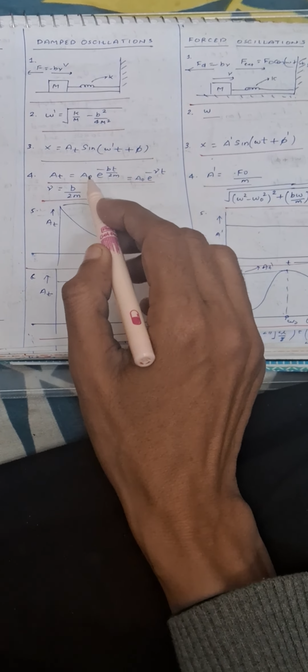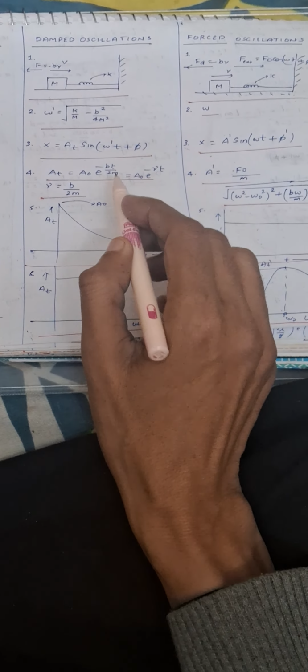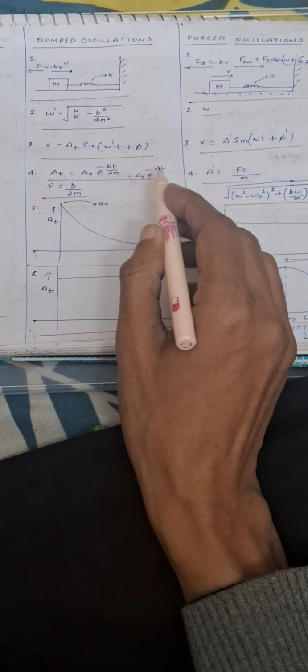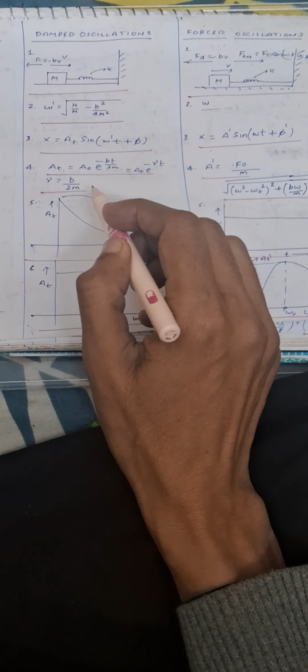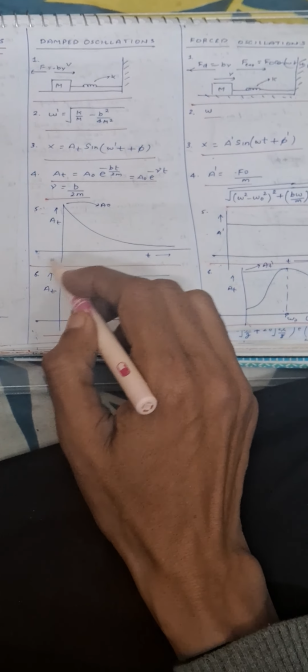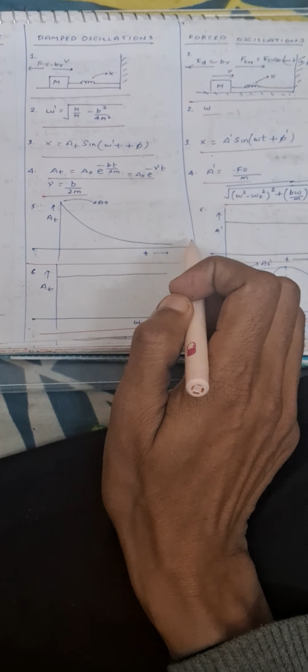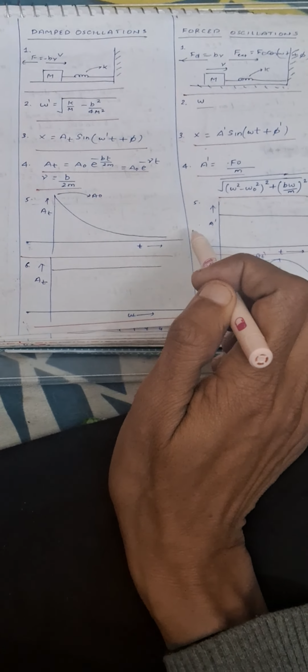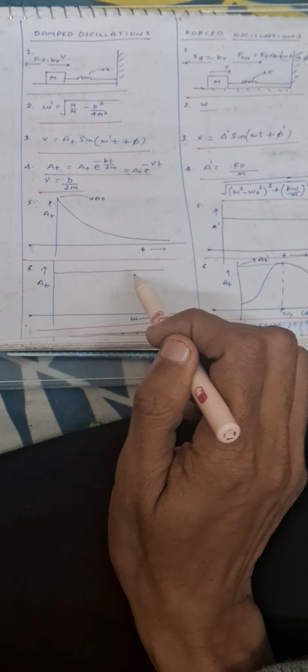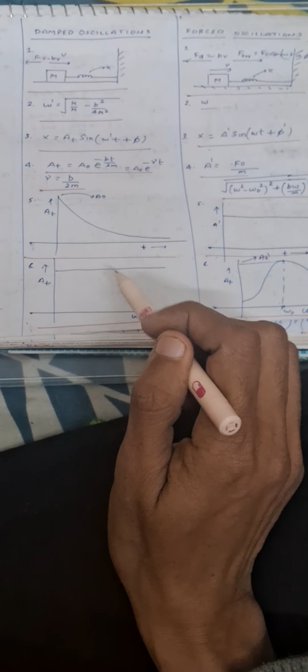Now here A(t) is an exponential function of time, and A(t) equals a naught e raised to power minus bt by 2m. It can also be written as a naught e raised to power minus gamma t, where gamma is b by 2m and is called the damping factor. If we see the graphical analysis between A(t) and t, it's an exponential decay. Initially it is a naught and finally tends to 0, whereas it is not dependent on omega, so the graph is a constant with respect to omega.